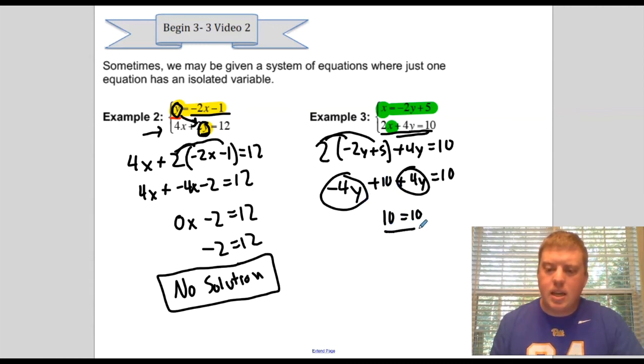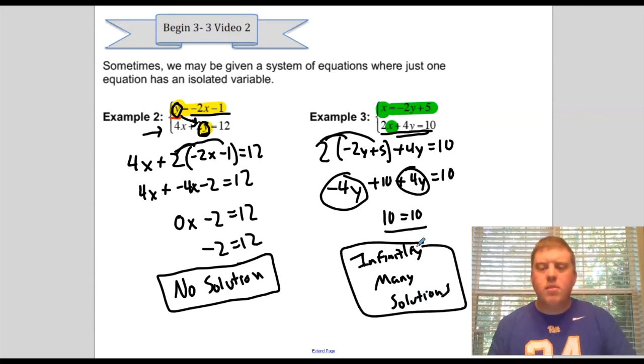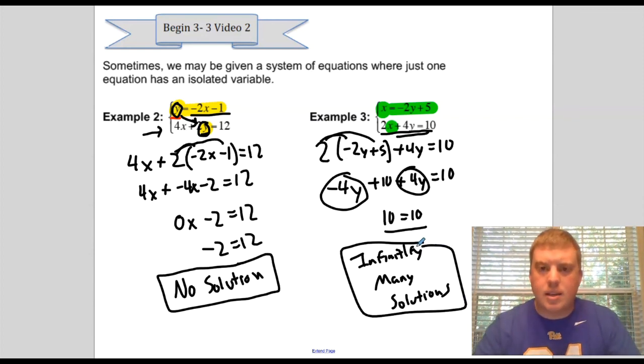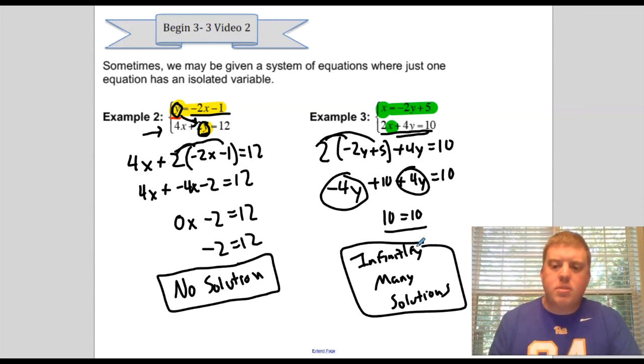However, this time, instead of getting two numbers that weren't equal to each other, I got two numbers that actually were equal to each other. And if you think back to what that meant in just solving equations, that meant that we had infinitely many solutions. That's going to carry over into this problem as well, into our systems. So I would say infinitely many solutions. Just a reminder, if you do end up with your variables canceling and your numbers end up being the same, it's going to be infinitely many solutions.